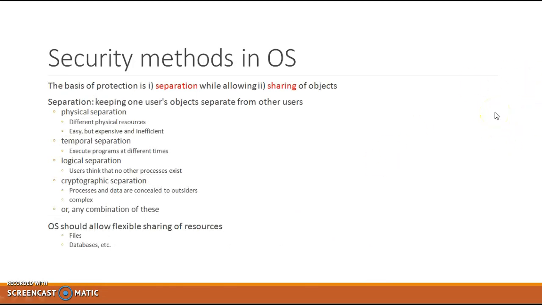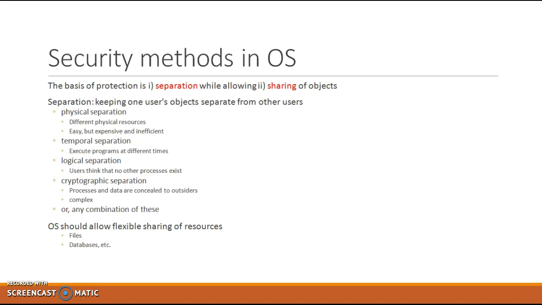Security methods in operating systems. What are the different security methods we have in operating systems? The basic protection mechanism in an operating system is separation, that you keep the different processes separate from each other. The separation of the different processes is with respect to sharing the object. If you want to share the object, the separation is important for security purposes. So we keep one user's objects separate from another user's.